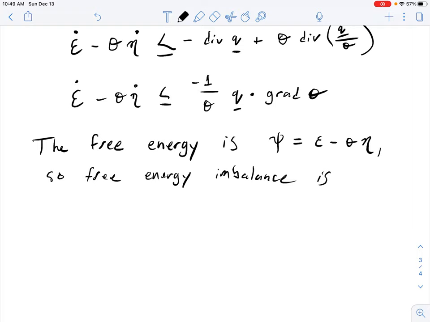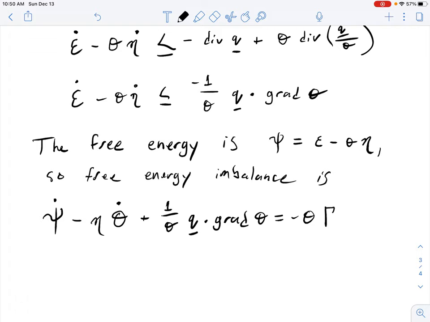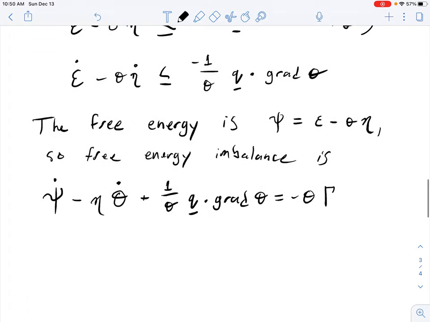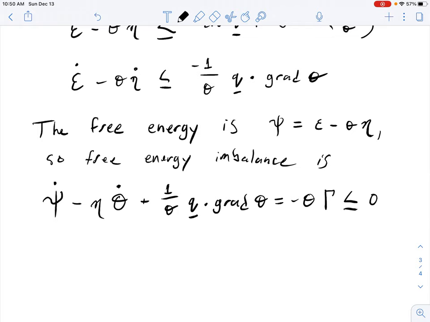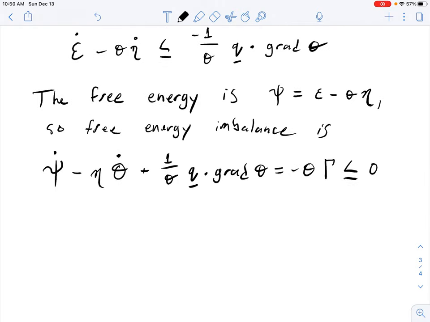So this is going to come from just plugging that relation into the equation above. We have psi dot minus the entropy times the material time derivative of the temperature plus 1 over theta q dot grad theta is equal to minus theta times gamma, so that's the dissipation, minus the dissipation, which is less than or equal to 0. You recall gamma is the entropy production, the dissipation is theta times it.